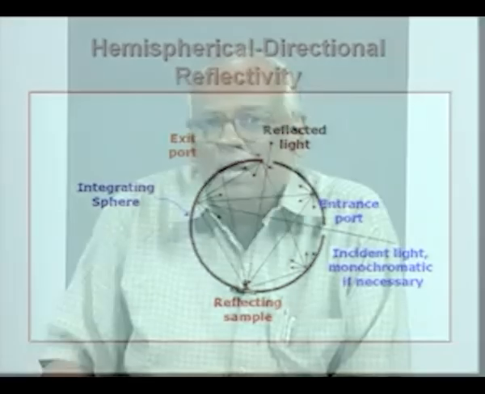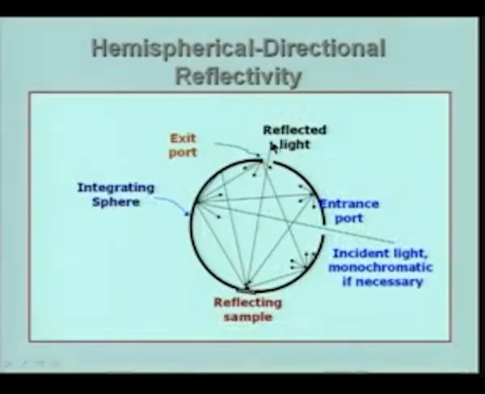So, the incident light on the surface is coming from the entire hemisphere, and now what I am doing is looking at one particular direction by making a hole at another place on the sphere, through which I am going to look at the radiation which is coming out. This radiation is coming from the reflecting sample at a certain angle to the surface. Therefore, this is the directional reflectivity I am looking at, but the illumination is over the entire hemisphere, and therefore in this arrangement I have a hemispherical directional reflectivity measurement.